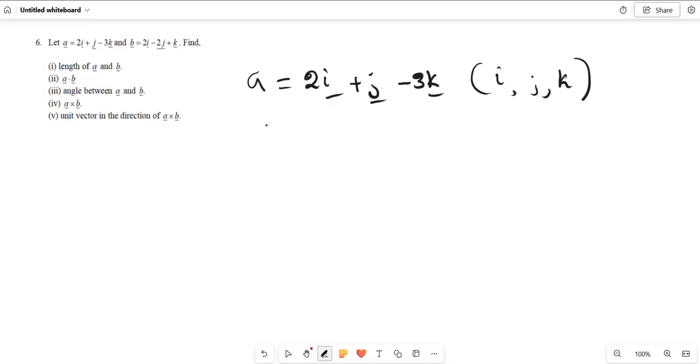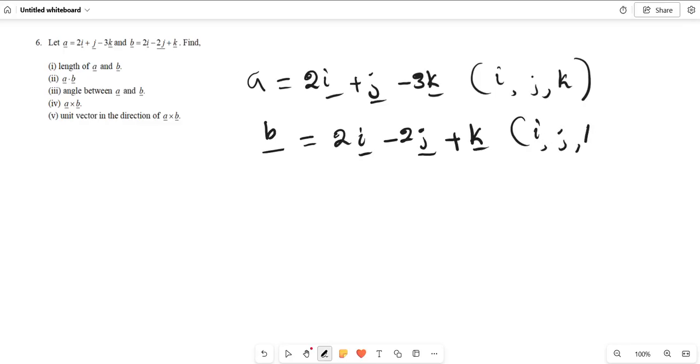And this b vector is given as 2i minus 2j plus k. Okay, that is also in the form of ijk. So these are 3D vectors. So then they are asking for the length of A and B. Length means that is the magnitude of the vectors. You can see these two vectors are given in the 3D form, and you want to find out what is the magnitude.